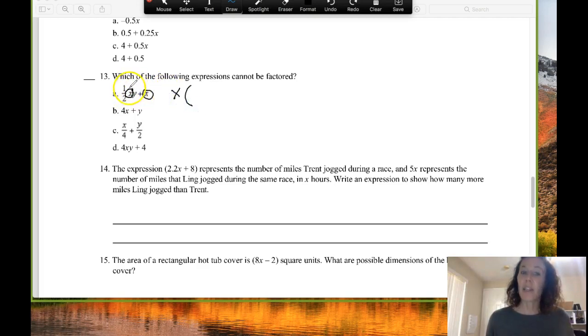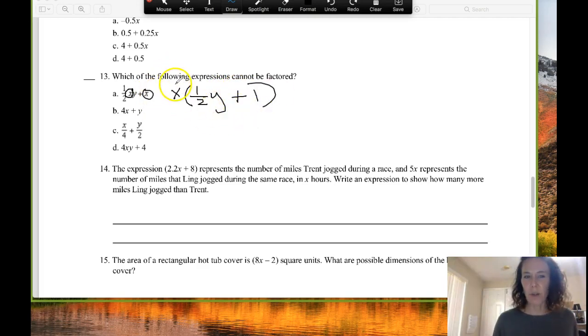And if I factor out an x, it's like dividing it out. If I pull it out of here, I'm left with 1/2 y. And if I pull it out of here, well, x divided by x, anything divided by itself is 1. And then you can check to see if you factored correctly by distributing and see if you get back to that. So if I multiply this by x, I do get 1/2 xy. And if I multiply this by x, I do get 1x. So yes, this one can be factored. Check. How about this one?